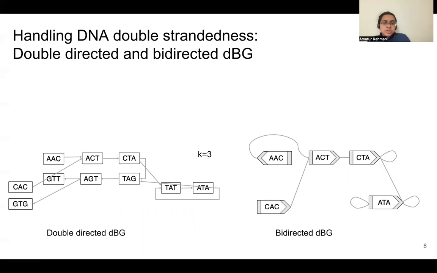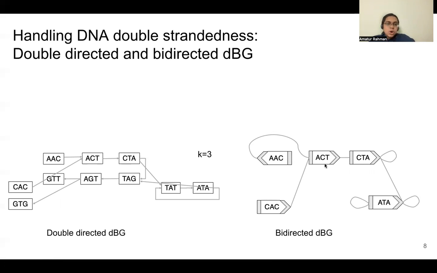It's DNA's double-stranded nature. When you have these reads, you do not always know which DNA strand they are coming from. To handle that, assemblers use two different kinds of approaches. On the left, there's a double-directed de Bruijn graph where the input k-mer set is doubled. You put both a k-mer and its reverse complement in prior to constructing the de Bruijn graph. And in the bidirected de Bruijn graph, you don't double the k-mers. Instead, you use bidirected edges, which have 2 orientations.